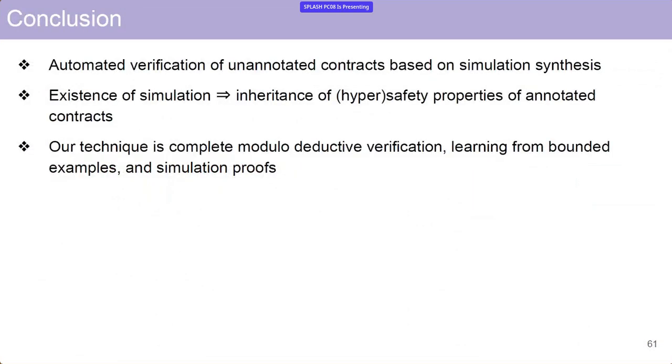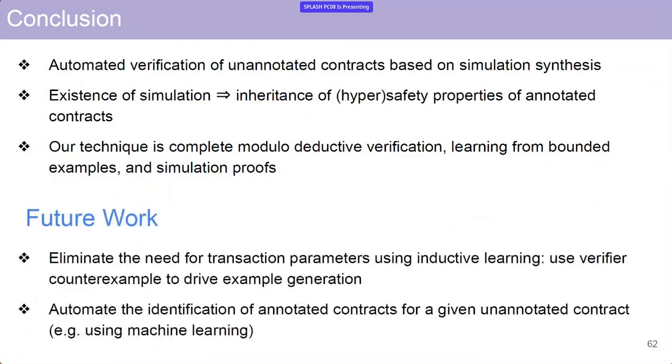So to conclude, I proposed an automated verification of annotated contracts based on simulation synthesis. The existence of a simulation implies the inheritance of the safety and hypersafety properties of the annotated contracts. And the technique that we presented is a combination of modular deductive verification, learning from bounded examples, and simulation proofs.